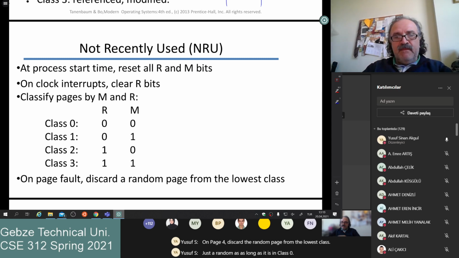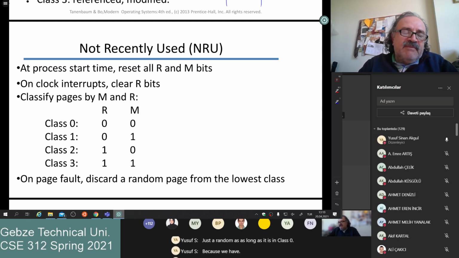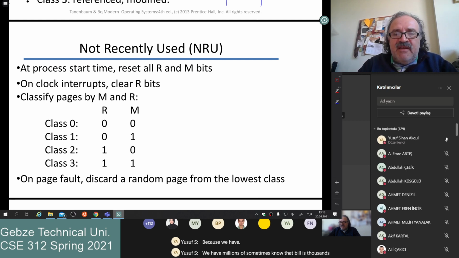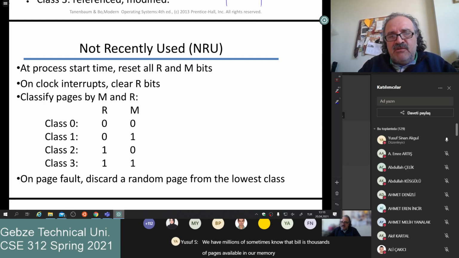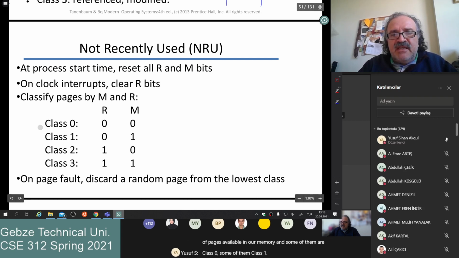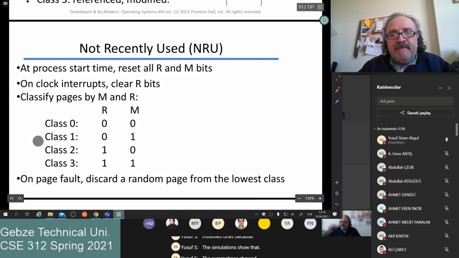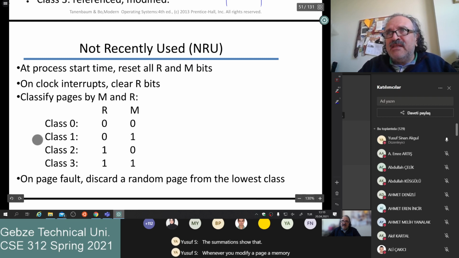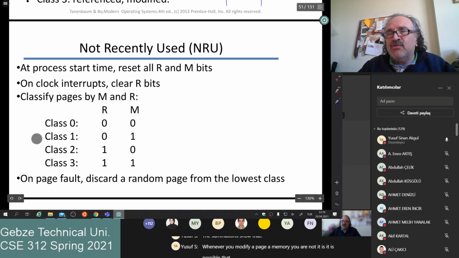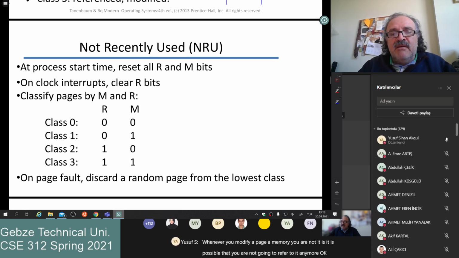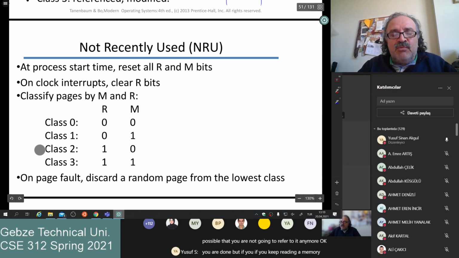Because we have thousands of pages available in our memory, and some of them are class 0, some of them class 1. So replacing class 0s is the best. This one says that I am going to replace the modified ones because the simulations show that whenever you modify a page, a memory, it is possible that you are not going to refer to it anymore. Okay, you are done. But if you keep reading a memory location, that means that you keep reading it more.